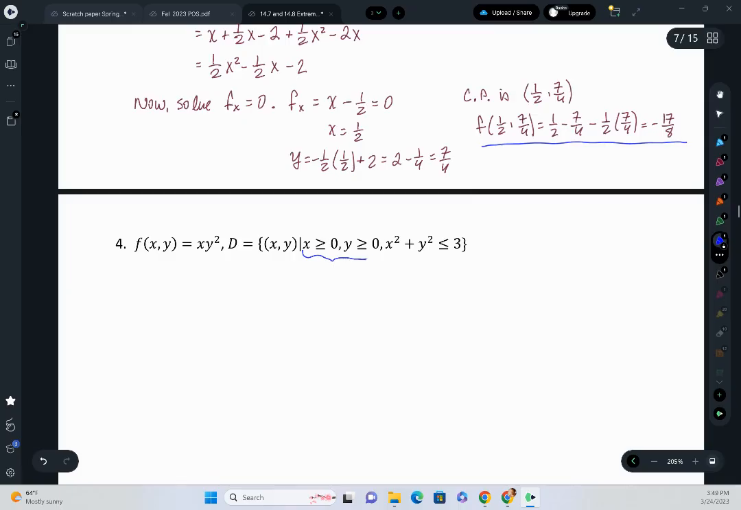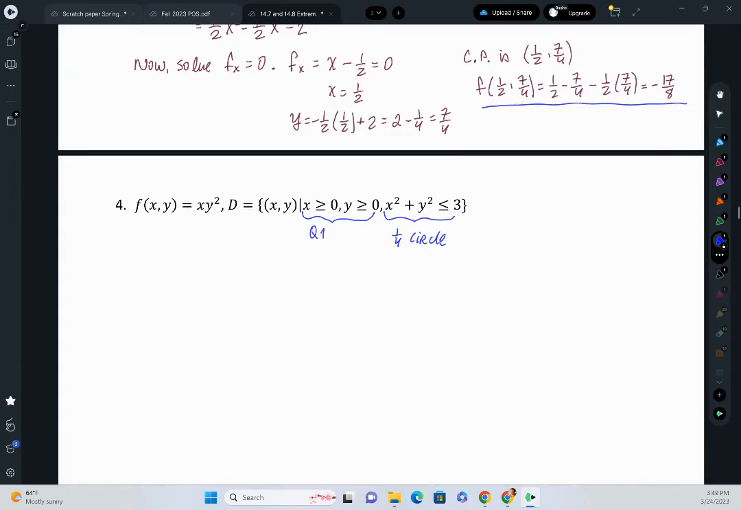So the first two parts of the domain tell me quadrant 1. Okay, x and y are positive. The third part of the domain, where it says x squared plus y squared is less than or equal to 3, tells me a quarter circle. And I know it's a quarter circle because it's only in the first quadrant, not in all the quadrants. Okay, so I need to draw that, with a radius of root 3 in this one.